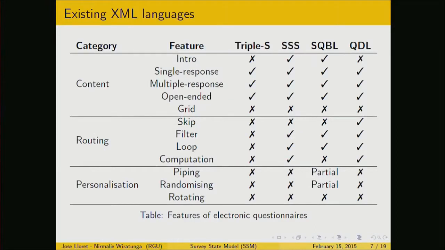But before starting to create this language, we explored different alternatives in the market. The 3 big categories are the content, in which you represent the questions, the routing, which are the features to modulate the flow of the questionnaires, and personalization features. We would like to highlight that the only standard in computer-assisted interviewing systems is SSS. And as you can see, it is not capable of representing any of the routing features, which we consider very important to describe the questionnaire and the order of the questions.